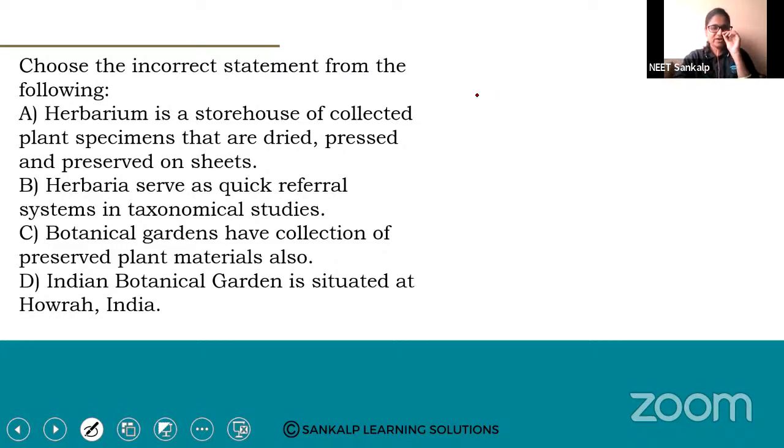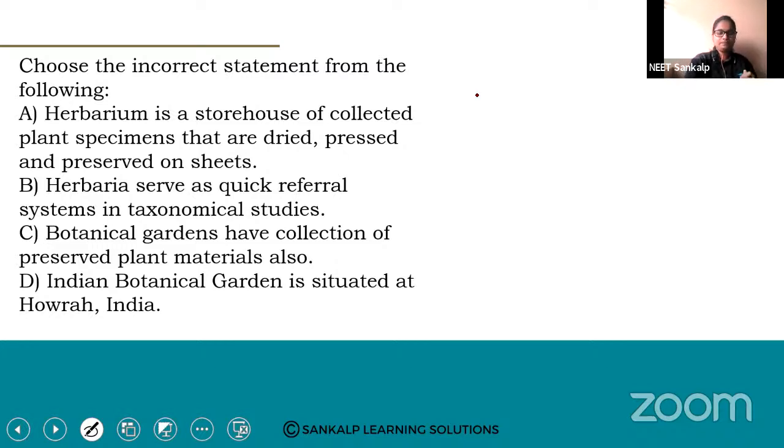Herbaria serve as quick referral systems in taxonomical studies. Botanical gardens have a collection of preserved plant materials also. In botanical gardens, will they have preserved materials? Botanical gardens will have medicinal plants and some endangered plants. Preserved means like specimens, they keep them preserved in botanical gardens, no? So option C is a wrong statement, guys. Option C is a wrong statement, right?